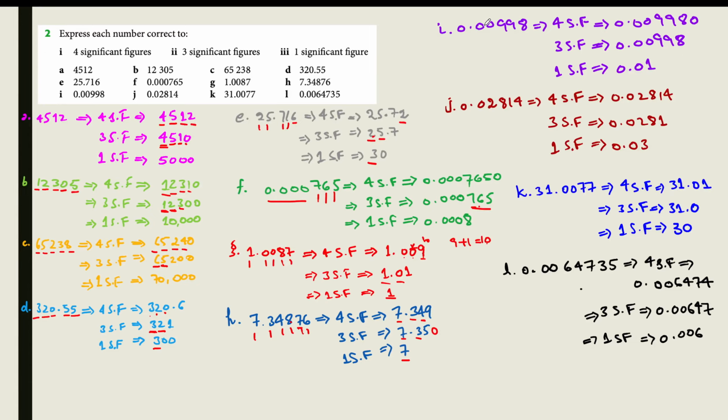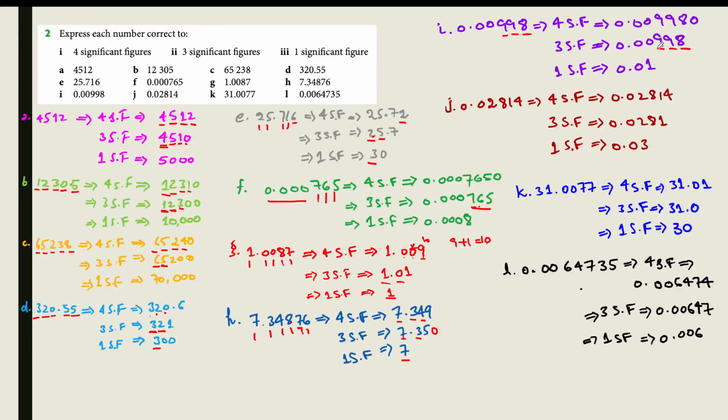Next we have 0.00998. So the first significant figure is this 9, second is the second 9, and third significant figure is 8. So we have to express it as 4 significant figures, therefore we will add a 0 at the end of this number. If we express this as 3 significant figures, we already have it as 3 significant figures. This is the first one, this is second, and this is the third one.